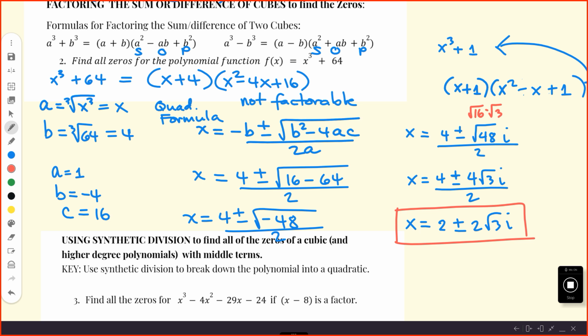Okay? And again, what's the first factor? If we say that's going to be our first factor, x plus 4, so that's x equals negative 4. So now we have the 3 roots. Okay? So we got the 3 zeros or 3 roots.